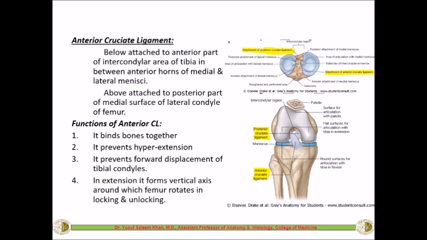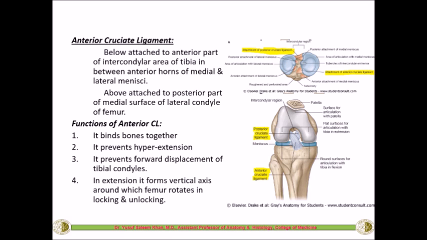In extension, it forms the vertical axis around which the femur rotates in locking and unlocking. Whenever there is locking as well as unlocking of the knee joint, the femur and the tibia come in almost the same angle. Whenever they come in almost the same angle, this ligament will act as the axis for the two bones to rotate on, so that there can be locking as well as unlocking. So for unlocking and locking, the axis is formed by this ligament.